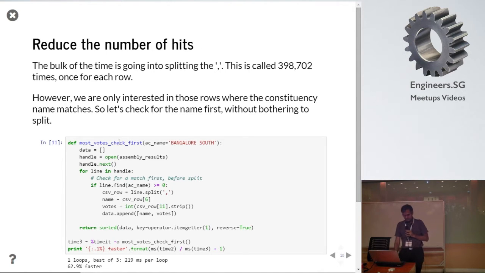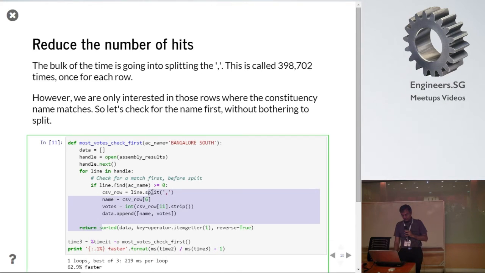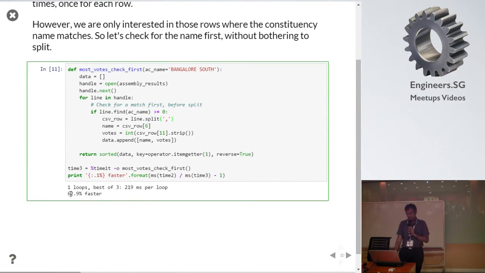So you can rewrite this to say, instead of doing the splitting outside the conditional, you can say if the line matches the assembly name, I don't care about whether it matches it as part of the candidate's name or as part of the constituency name or whatever. But if I find this particular constituency name anywhere on the line, then and only then do I bother splitting it. Now, what does that do to the code? That makes it about 63% faster. That's a pretty solid improvement. So what we've done here is not as much made it go faster as much as just made it do less work.